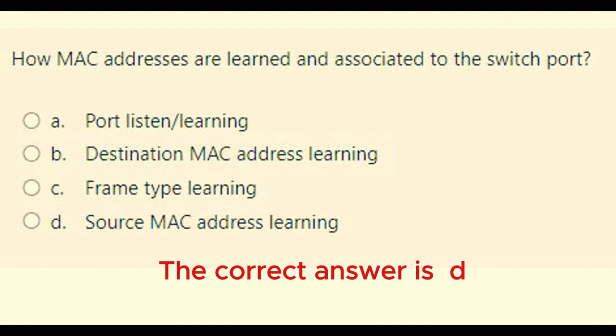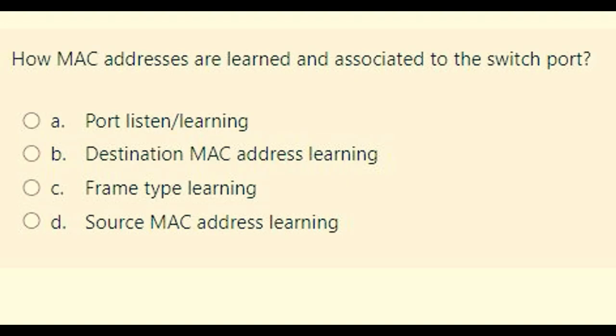Why not the other options? A. Port listen/learning: not a standard switching term. B. Destination MAC address learning: switches don't learn from destination addresses. They use them for forwarding decisions after learning from source addresses. C. Frame type learning: frame types, Ethernet II, 802.3, etc., don't determine MAC address port associations. This learning mechanism is fundamental to how Ethernet switches build their forwarding tables and enable efficient, targeted frame delivery instead of broadcasting to all ports.